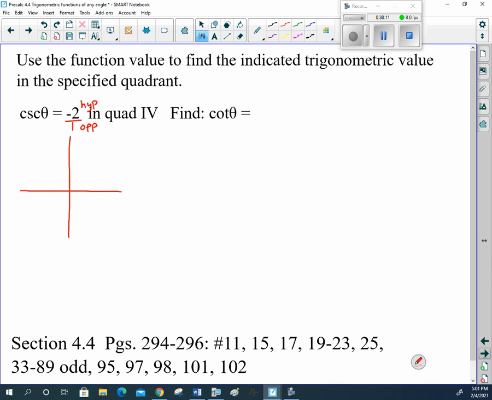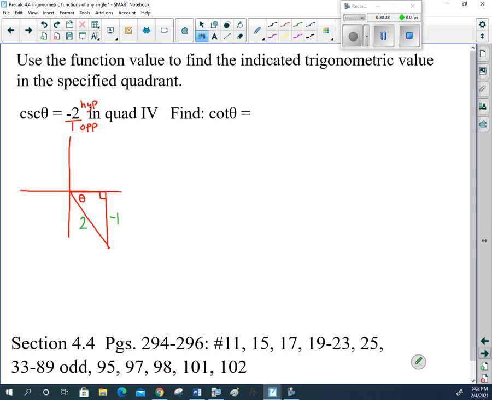So let's sketch the triangle in here in the fourth quadrant. I don't know if I'm drawing this to scale. I'm just sketching myself a triangle. Here's my theta. It's always at the origin. So cosecant is the hypotenuse over the opposite side. So my hypotenuse is going to be 2. That would mean since I have a negative number here, that my opposite side is going to have to be -1.